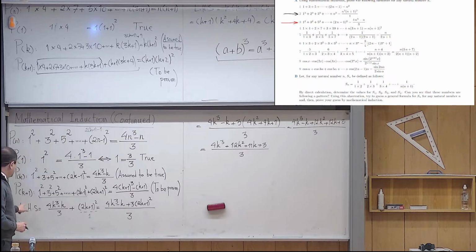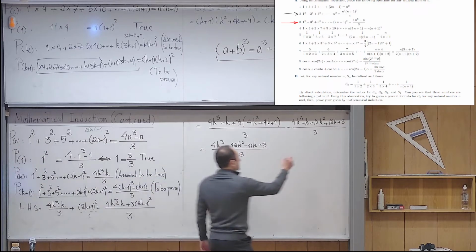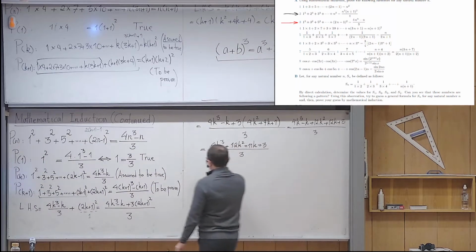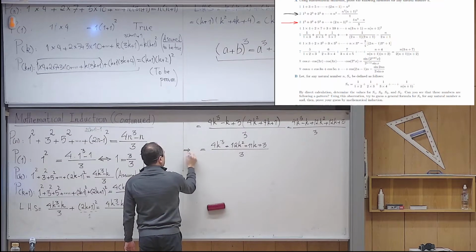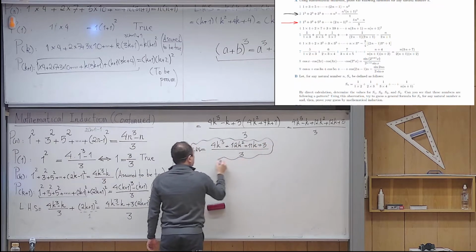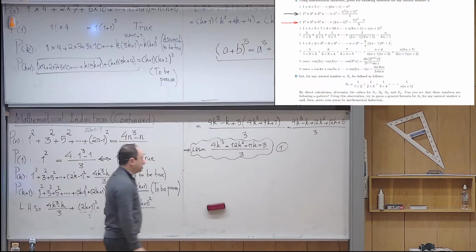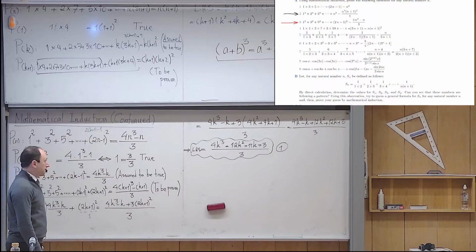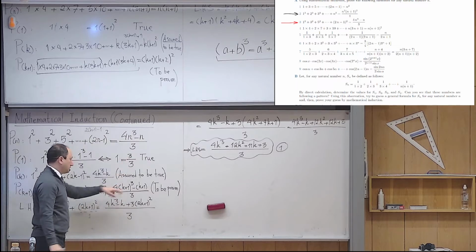So I calculated the left-hand side, I reached this one. So let me write like this. I will conclude that the left-hand side is equal to this expression. I call it number 1, for example. Because this question is not that easy to guess if I can factorize it in this form, I can write it in this form.